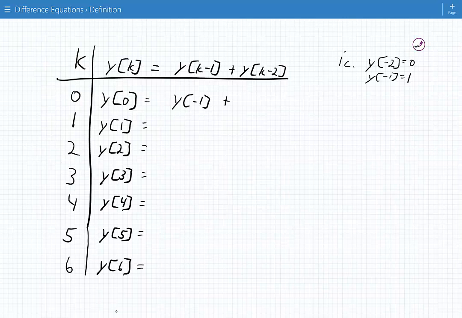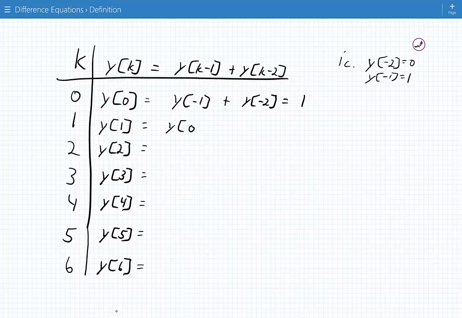So at k equals 0, we'd have y of negative 1 plus y of negative 2. Looking at our initial conditions, we know that's 1. Next, at k equals 1, we'd have y of 0 and y of negative 1. Looking back at the initial conditions, we'd find that's 2. And then we look at y of 1 and y of 0. Looking back at our chart, we know that's 3.